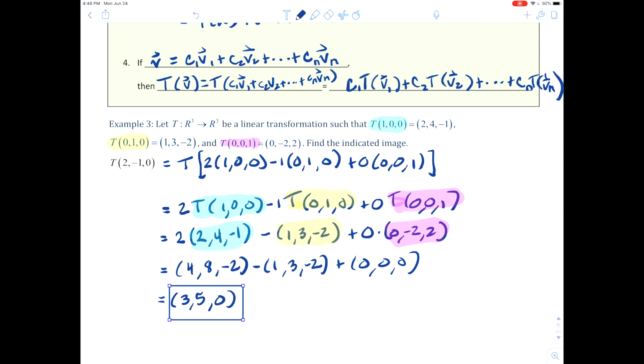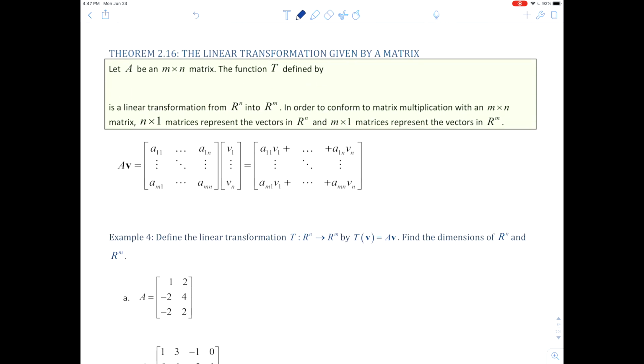All right. So now we get to the linear transformation given by a matrix. Okay? So, theorem 2.16. Let A be an m by n matrix. The function T defined by the transformation at the vector v equal to a matrix A times v is a linear transformation, and this is super important, from Rn into Rm. In order to conform to matrix multiplication with an m by n matrix, n by 1 matrices represent the vectors in Rn, and m by 1 matrices represent the vectors in Rm. Okay, so that's something I want you to really look at and think about.